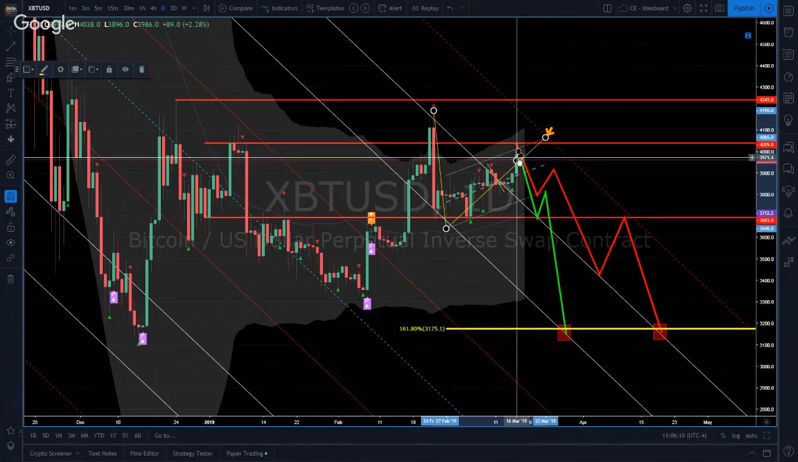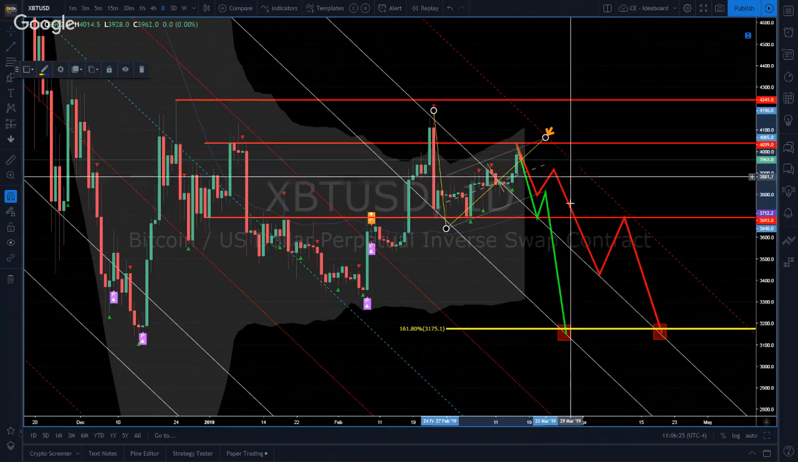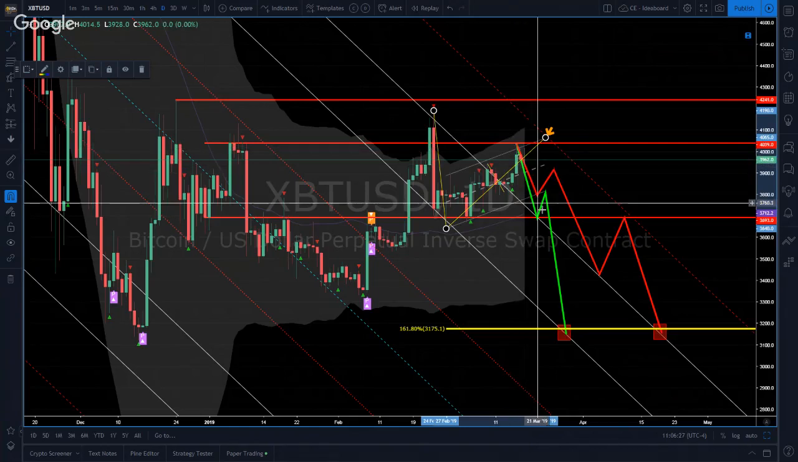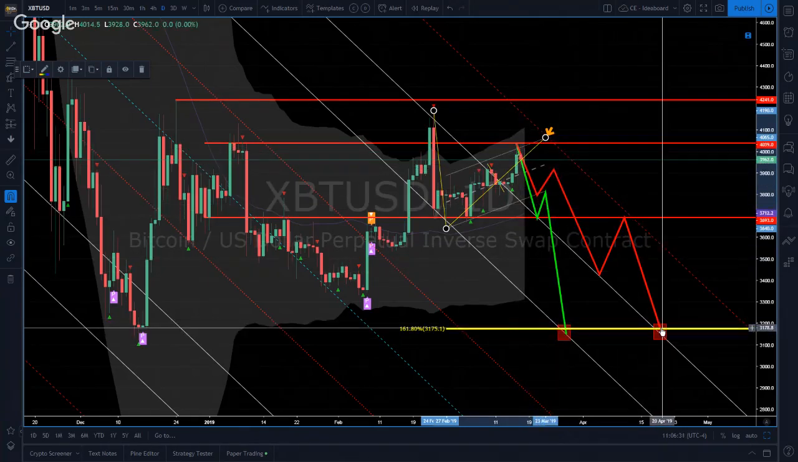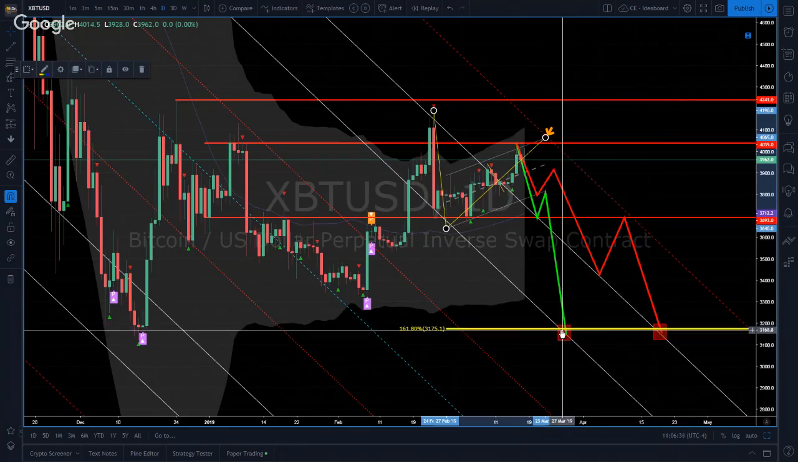So it is possible that we just continue moving straight sideways all the way until the end of March, which happens to be about right here at about 39.70, which is almost exactly where we are today. So it's very possible for the next week that we move sideways. But whether we drop fast or we take a little bit more time to drop, I'm going to be looking down here at 31.75. That's my bear case.